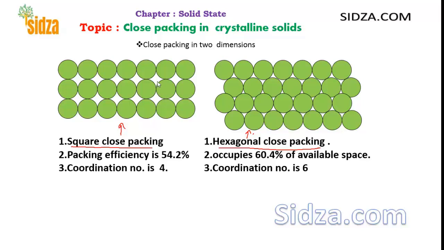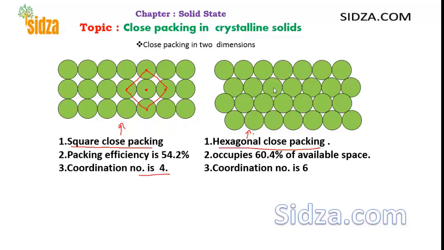You can see here, this is a square close packing, and why is it called square close packing? Because if you look at this particular atom, it is in contact with four other atoms. So there are four atoms touching this atom, and the coordination number here is 4. When you join the centers of these 4 atoms surrounding a particular atom, what do you get? You get a square. That's why this is called square close packing.